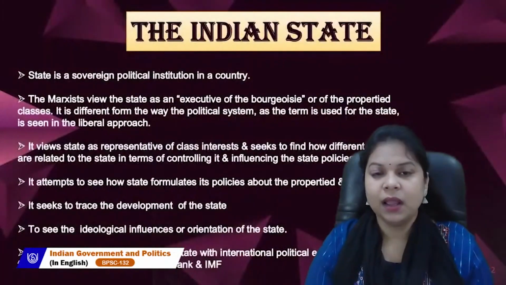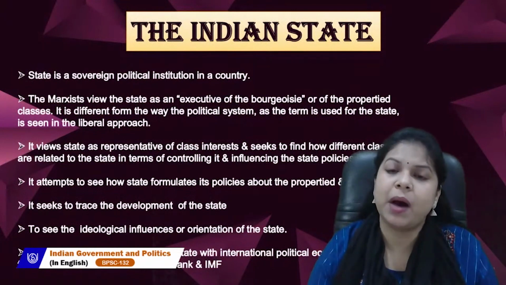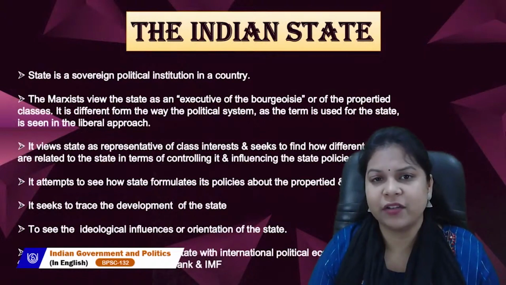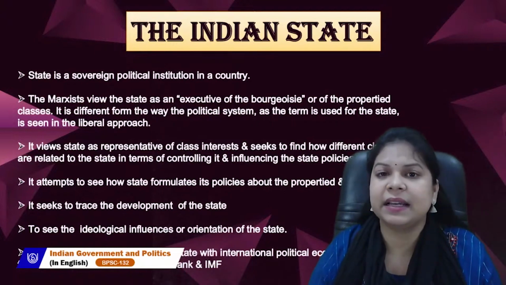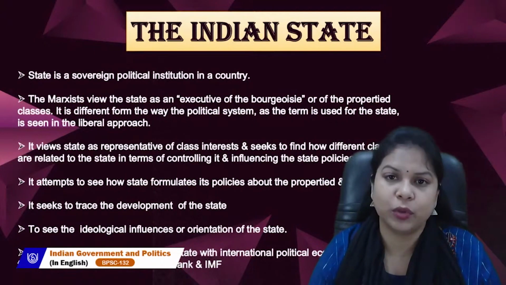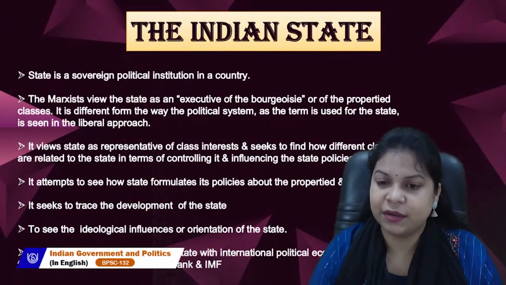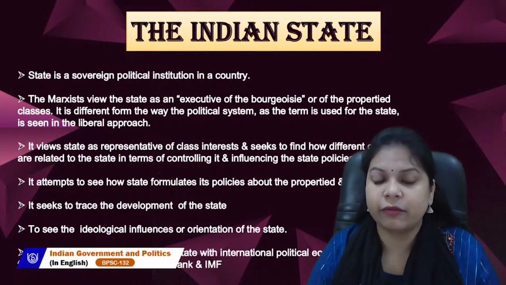Next comes the Indian state, and how the Indian state is seen by the Marxist approach. The state is a sovereign political institution in a country, as of the bourgeois class or for the propertied classes. So Marxists believe that the state is an instrument in the hands of the bourgeois class. So it is different from the way the political system, as the term is used for the state, is seen in the liberal approach. So there is a difference.